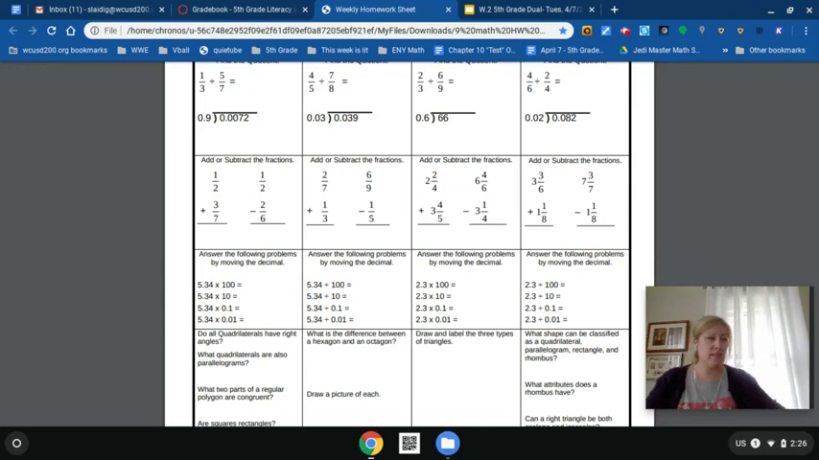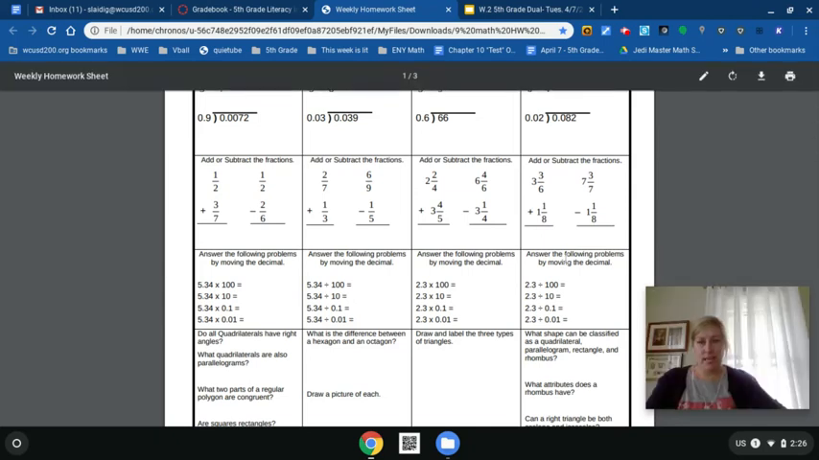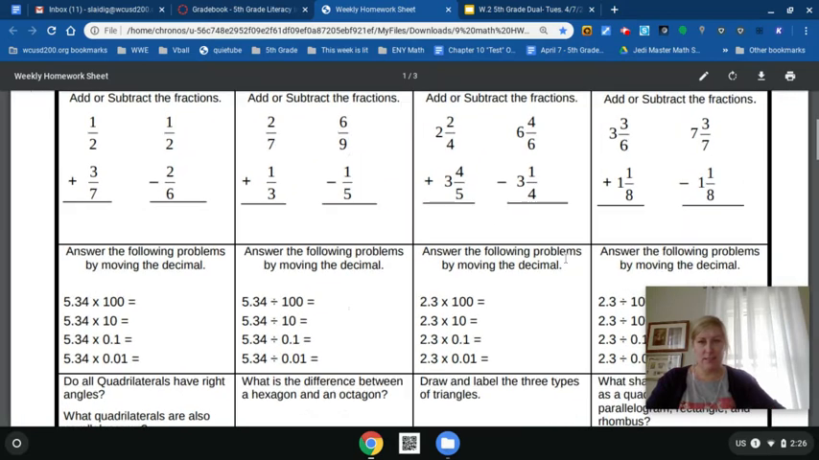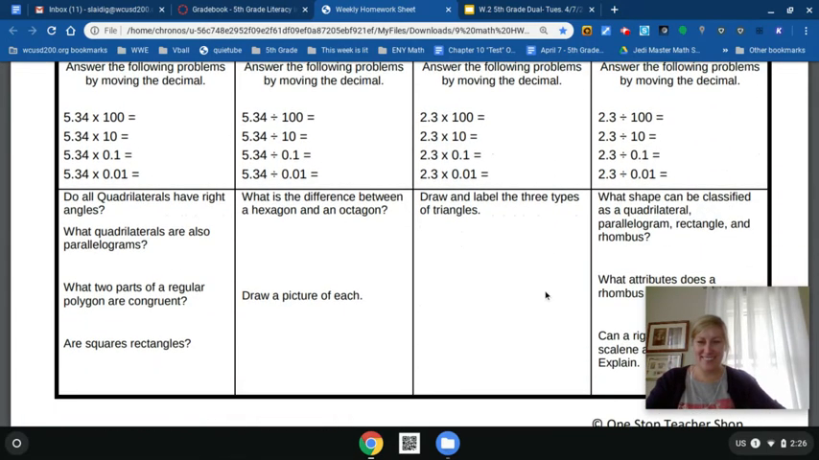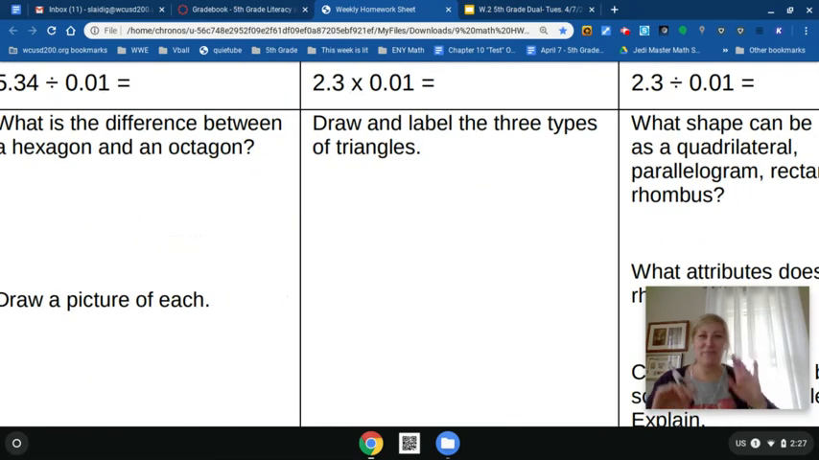And I wanted to take a peek and zoom in on one. I'm so excited to show you this one. I love this one. I'm such a dork. I was thinking we should do draw and label the three types of triangles. I love these. Okay, ready?